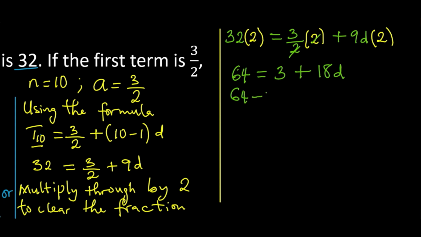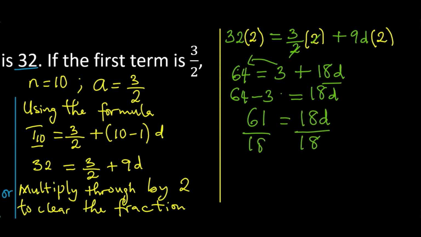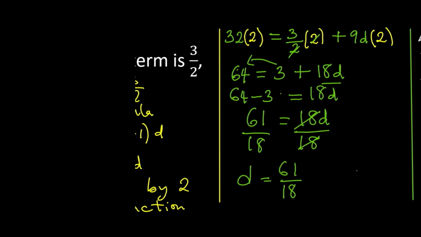64 minus 3. Take the 3 to the other side, is equals to 18D. So you have 61, 64 minus 3 is 61, is equals to 18D. You divide by 18. So you get your D is equals to 61 over 18.